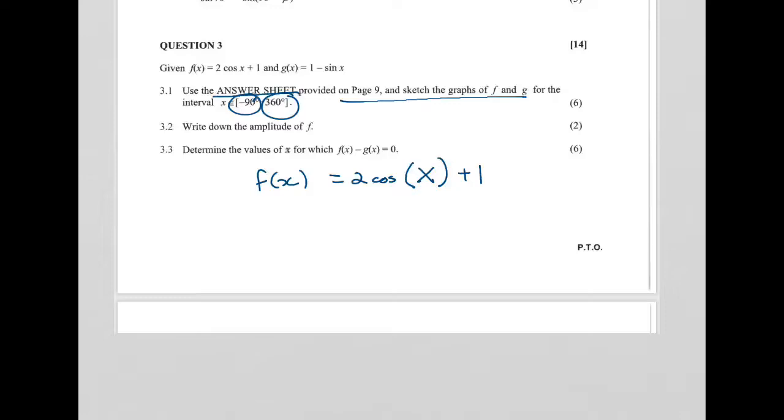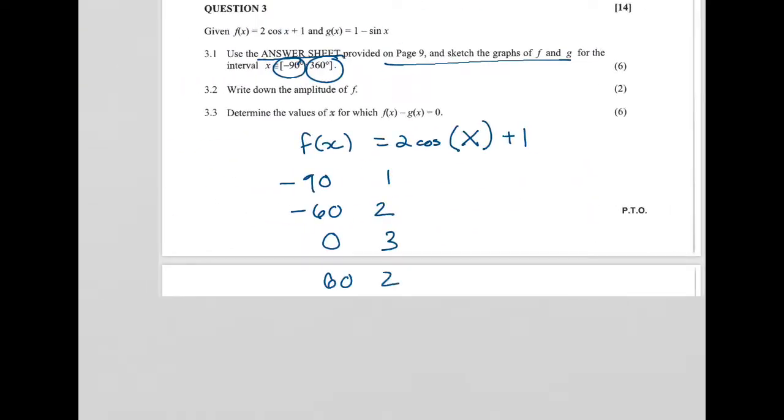So then you're going to start at negative 90, and that gives you a nice value of 1 for your y value. Negative 60 gives you 2. Negative 30 gives you an ugly value, so you're going to ignore it. 0 is going to give you 3. 30 is going to give you an ugly value. 60 is going to give you 2. Then 90 is going to give you 1 again. 120 is going to give you 0. 150 is a decimal, we don't want to use it. 180 is going to be negative 1. And it goes on like that. And that's how you're going to plot it. You would do the same for the sine graph as well.